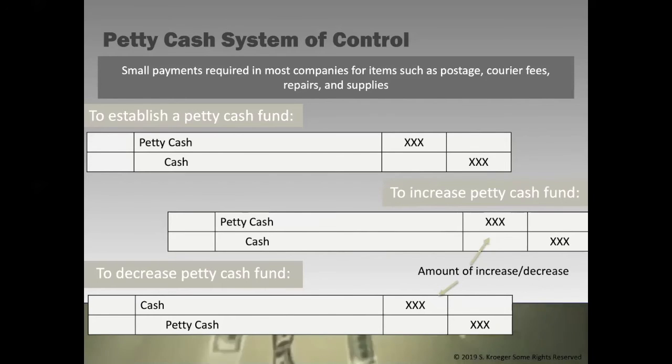You would increase or decrease the petty cash fund based on your usage. If you feel that you're constantly replenishing it and there's not enough money in there, then you might want to increase the fund. If you feel that there's too much cash on hand and you want to reduce how much is in the office, then you would reduce the account.